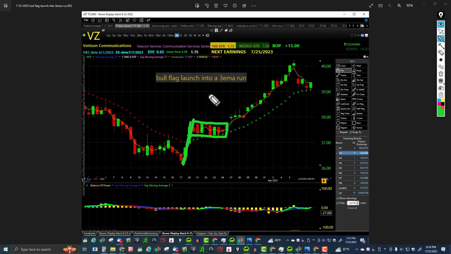Just because it doesn't keep going straight up means the move is over. Just a lot of times you go straight up. You need it to cool off. You want to see it rest. What you don't want to see is for price to go up and then to fall back down like this. That's what you don't want to see. All right? You don't want to buy that.